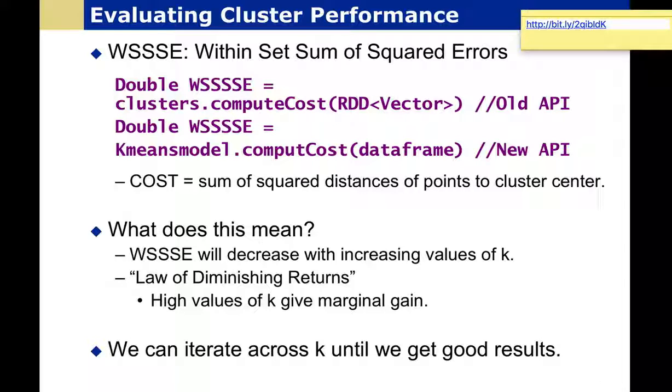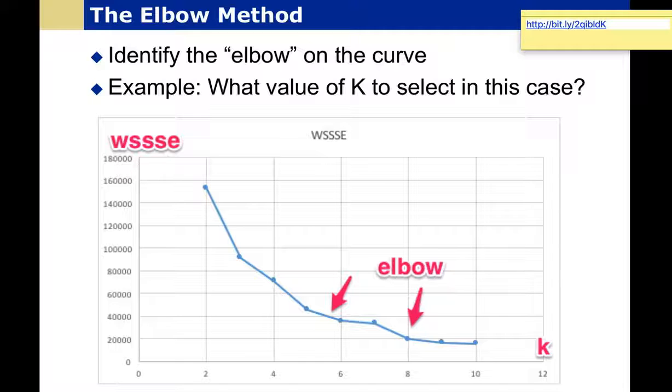So this WSSSE is going to decrease necessarily with increasing values of k. But there's going to be a law of diminishing returns. So higher values of k are going to give just marginal gains. So we can iterate across k until we get good results. What we often do is called the elbow method, because obviously we can get very low values of WSSSE if we have higher values of k. But what we want to do is find the elbow on the curve. So where we've gotten most of the marginal gain associated with WSSSE, in this case, perhaps 6 or 8 would be good values of k, because beyond that, we're going to get little additional benefit.